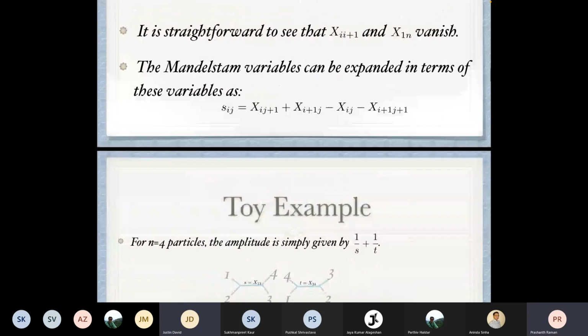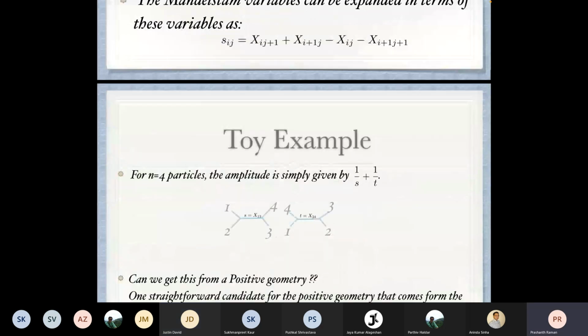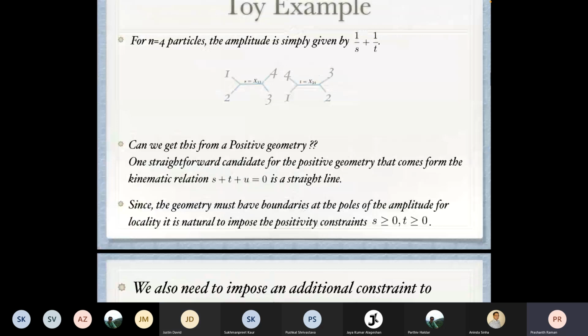Yeah. So now let's look at a toy example and see how all the features of the framework I mentioned are enforced or how they come about. So let's take the n equals 4 tree-level amplitude. It's a planar amplitude. So 1 over s plus 1 over t. So the question we want to ask is how can we get this from a positive geometry? One straightforward candidate for a positive geometry comes from the kinematic relation s plus t plus u is 0, which is a straight line.